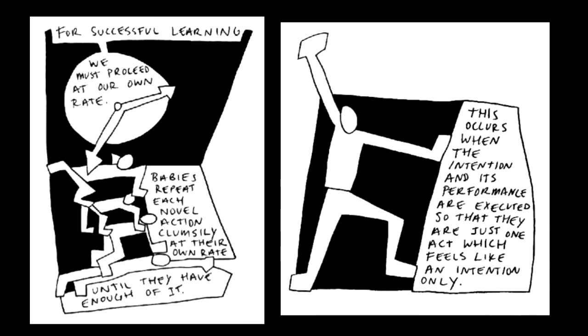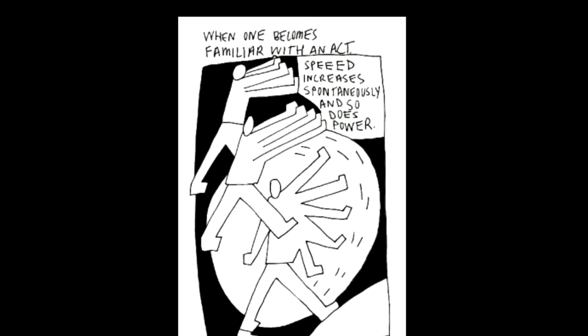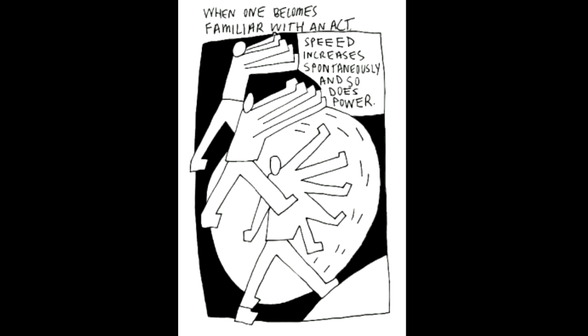For successful learning, we must proceed at our own rate. Babies repeat each novel action clumsily at their own rate until they have had enough of it. This occurs when the intention and its performance are executed so that they are just one act, which feels like an intention only. When one becomes familiar with an act, speed increases spontaneously and so does power.